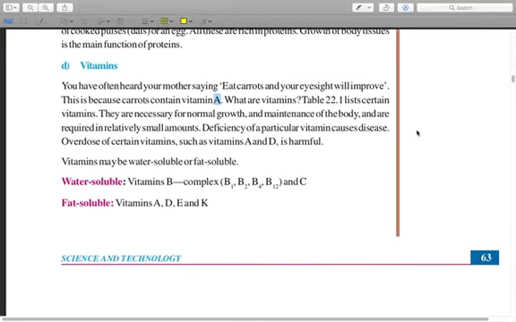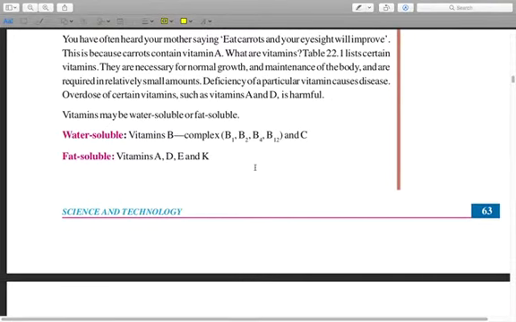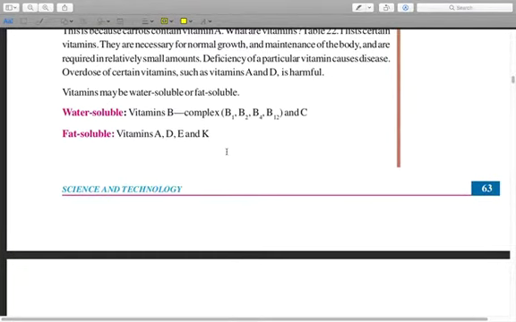And vitamins may be water soluble or fat soluble. Water soluble vitamins will not be stored, they are soluble in water, and they will be taken to different tissues of the body and used. As for fat soluble, they dissolve in fat and will be stored with it for future use, and they will be used as necessary, but they will be stored also. So vitamins B, like the complex B1, B2, B4, B12 and C are water soluble. Vitamins A, D, E and K are fat soluble. They are just names for different vitamins.